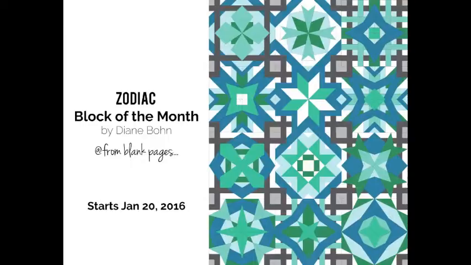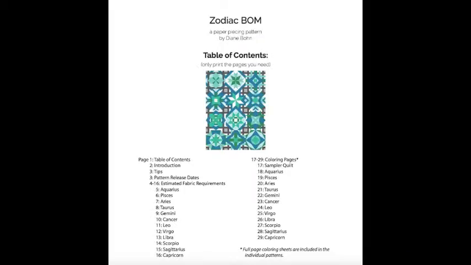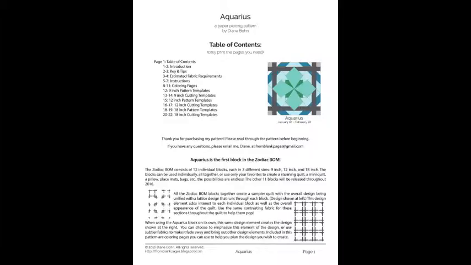This is the second video in a series of videos to introduce you to my pattern writing style and help you get the most out of each pattern. The first video went through the Zodiac BOM pattern, which is a starter file to the Zodiac BOM series. It will have information regarding all of the patterns in the series, and you can reference it throughout the year. In this video, I will walk you through the Aquarius pattern.